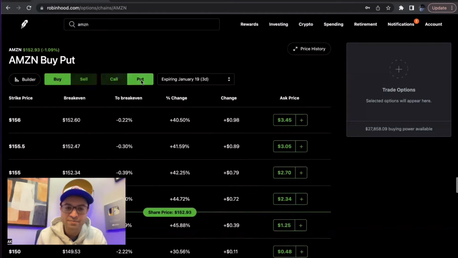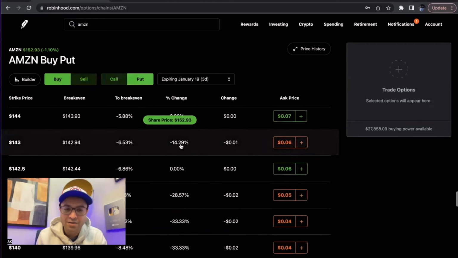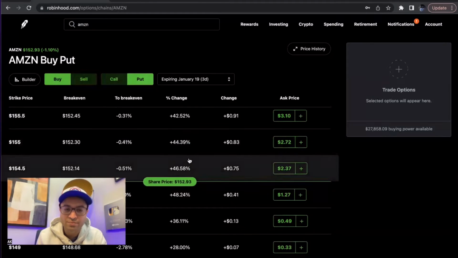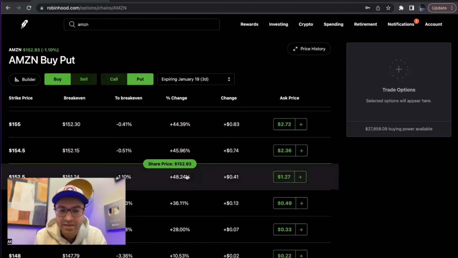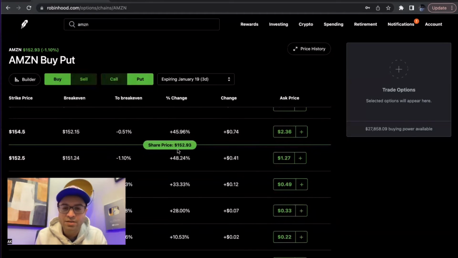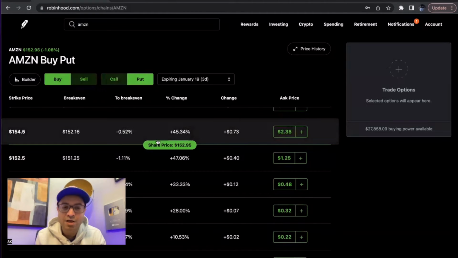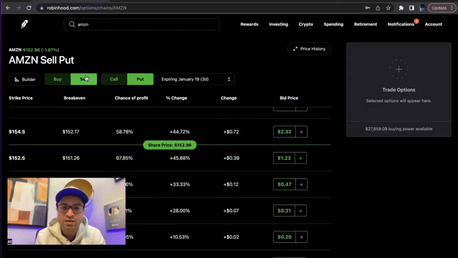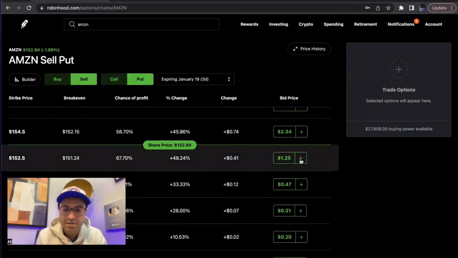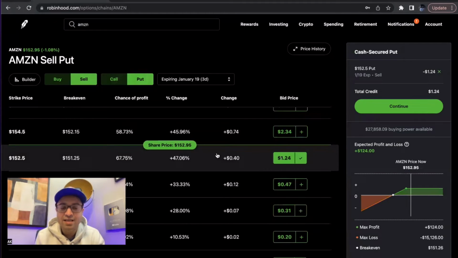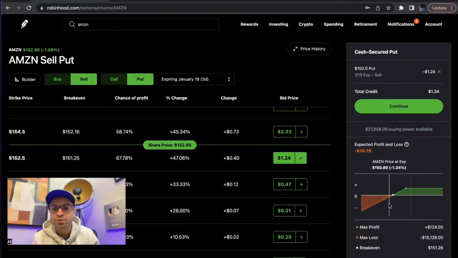So we're going to click on put. The price right now is at 152.93. So I'm going to go ahead and click on sell, put, sell, because I'm expecting it to go up to 125. And then I want to limit my exposure, because the max loss would be ridiculous, right? Max profit is only 125, but the max loss is $15,000.